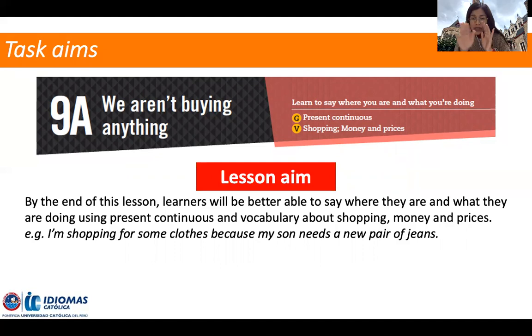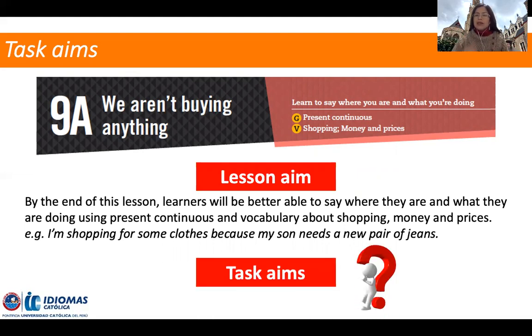It said: learn to say where you are and what you are doing. Grammar: present continuous. Vocabulary: shopping, money, and prices. Okay, my lesson aim then is: by the end of this lesson, learners will be better able to say where they are and what they are doing using present continuous, and vocabulary about shopping, money, and prices. "I'm shopping for some clothes because my son needs a new pair of jeans." That could be maybe the language expected here, right?